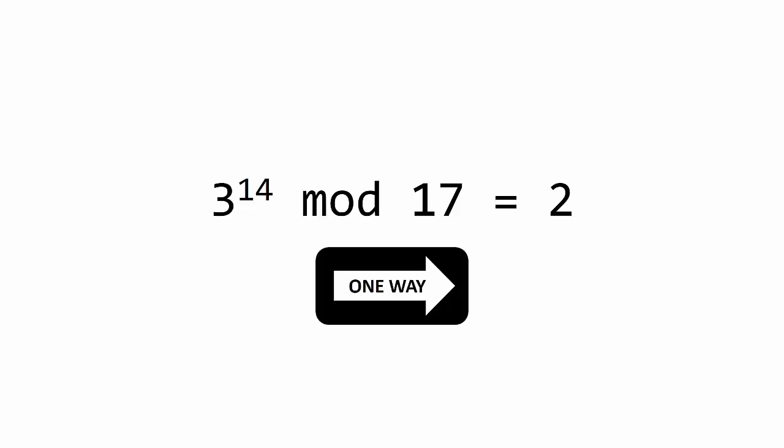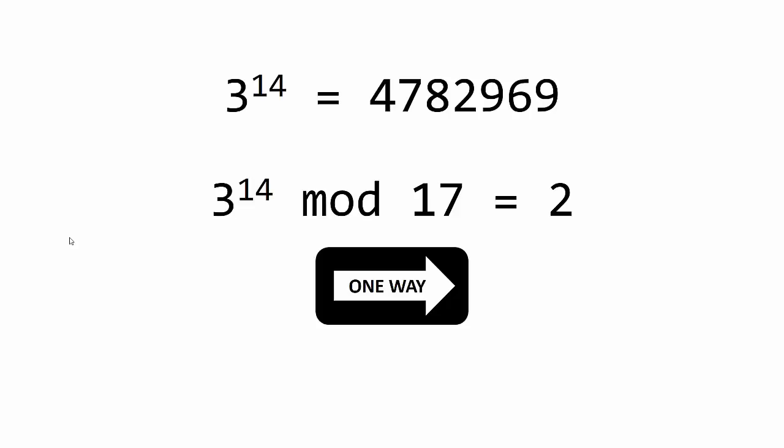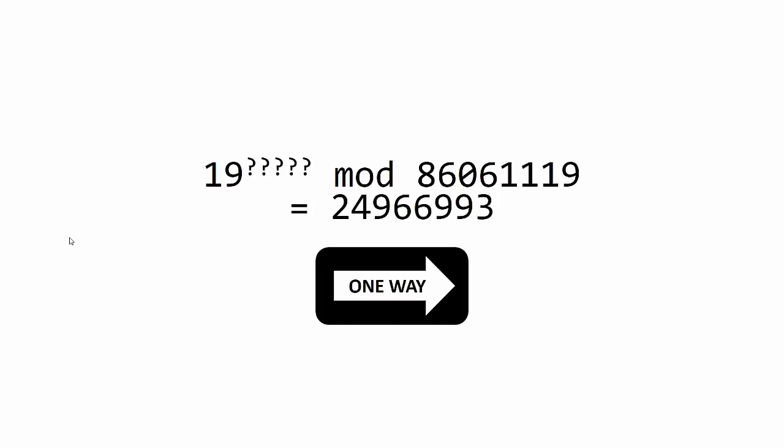So 3 to the 14 is a fairly big number: 4,782,969. So now I'm going to divide that by 17, and then I find out the remainder is 2. So a couple things are going on here. We're going to have a base, the 3. We're going to have the modulo 17, and then we're going to raise 3 to some power, in this case 14.